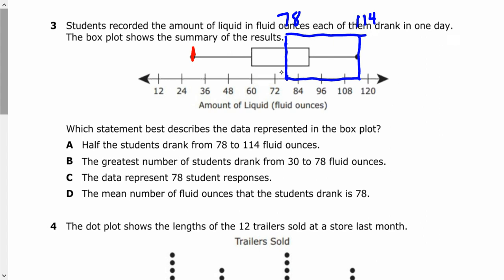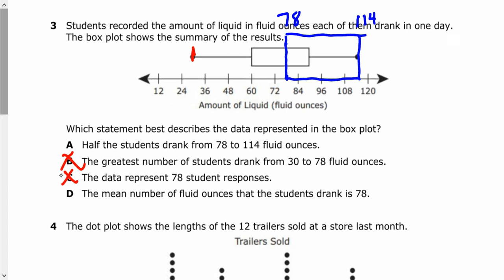But we know that my data is actually clustered more over here. Half of it's over here and half of it's over here. So we can't really tell that, and actually it's kind of divided in half. So we're going to get rid of B. That's not my answer. The data represents 78 student responses. We can't see how many responses there are from a box plot. It's just a summary of our data.